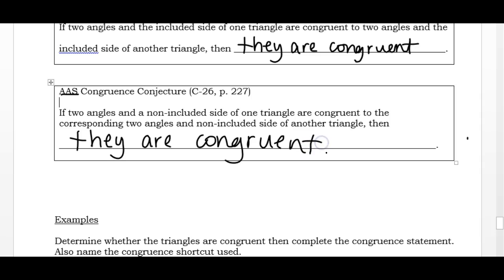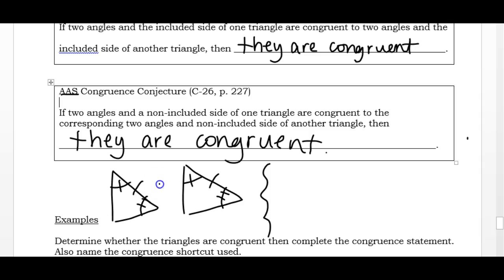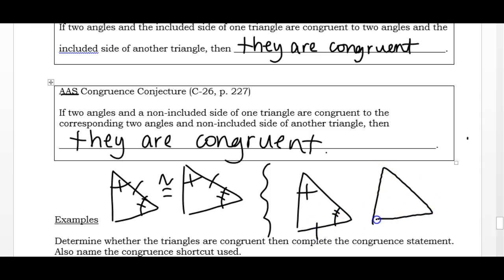Basically, if you have two angles and a side, they're congruent. That could look like an angle here, and the side in the middle of one triangle, and then the angle here. It could also look like an angle here, and a side not in the middle. They are congruent.